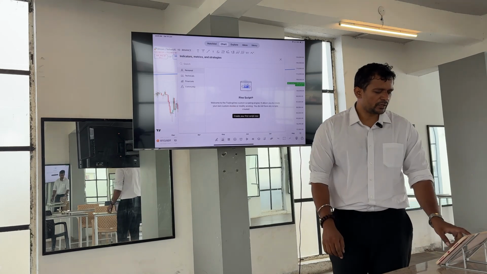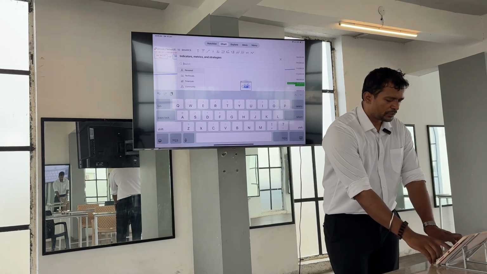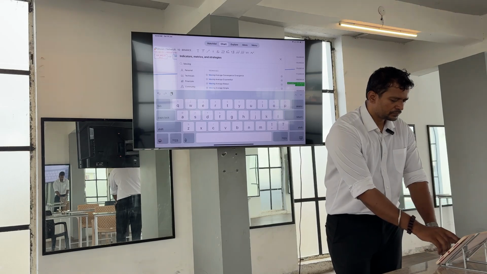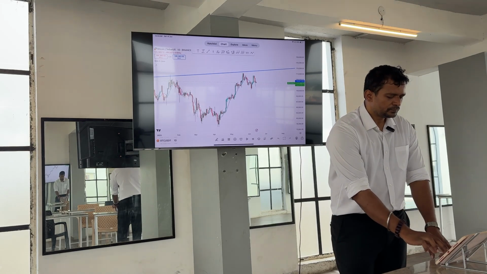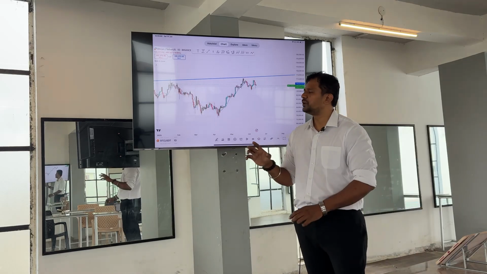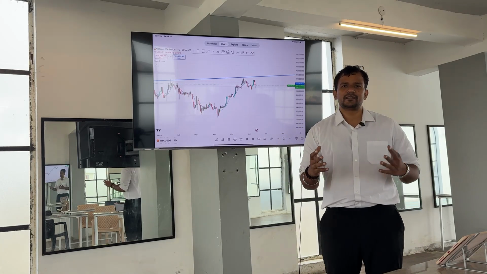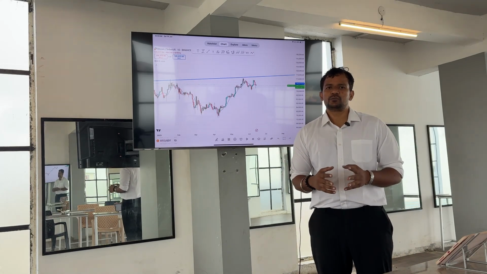So here we can see we have to find moving averages. Moving average, simple. So what does this do? This is a simple moving average. First, a little background about moving averages. What does a moving average do?